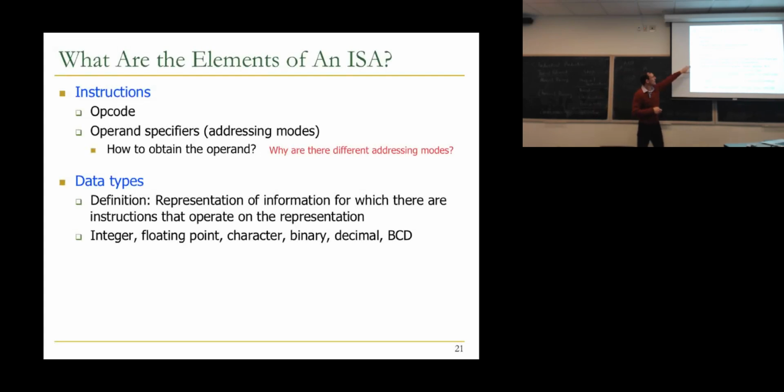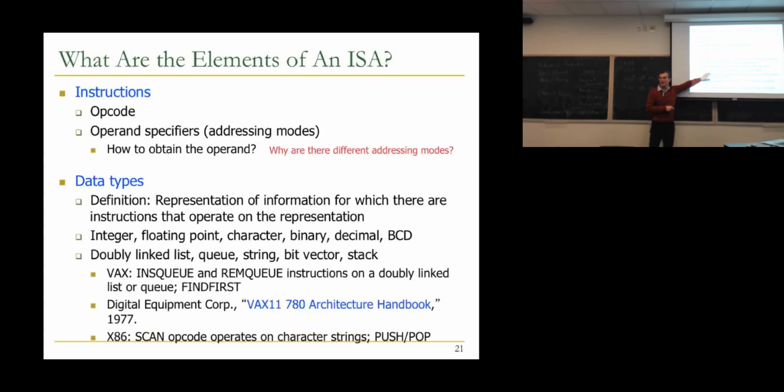But there could be more complex data types also. These are simple data types, relatively. You could have a doubly linked list as a data type in your ISA, right? You can have an instruction that says insert into a doubly linked list. And in fact, there were ISAs like VAX that had that instruction. Insert Q, remove Q instructions. They operate on a doubly linked list.